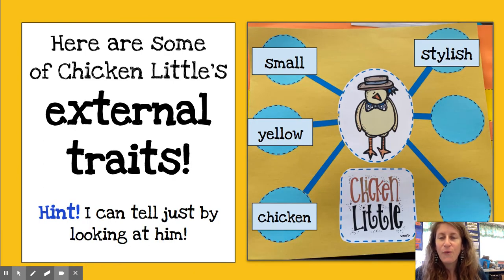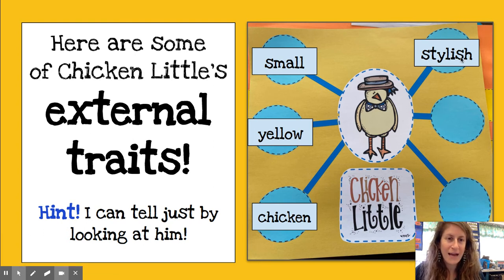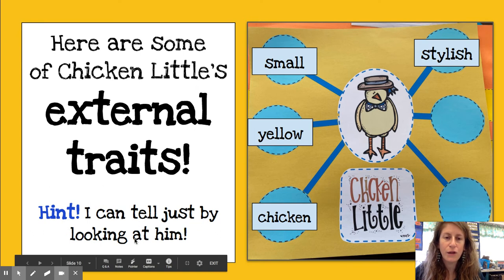Okay. Well, here are some of Chicken Little's external traits. He's small. He's yellow. He's a chicken. And he's stylish. Because check out that stylish hat and stylish bow tie. Okay, I can tell these things just by looking at him. Those are his external traits on the outside.